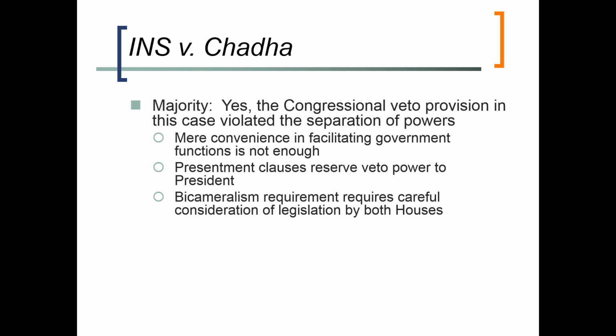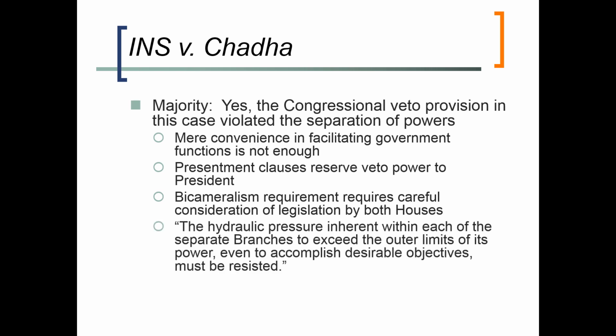Nice little nugget from the majority opinion. "The hydraulic pressure inherent within each of the separate branches to exceed the outer limits of its power, even to accomplish desirable objectives, must be resisted." So a very strong sense here that, yeah, there's a lot of tension, and when each branch has a certain responsibility, a lot of kind of temptation to overstep the constitutional bounds, but that those constitutional bounds have to be maintained.